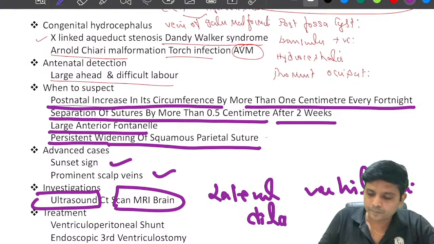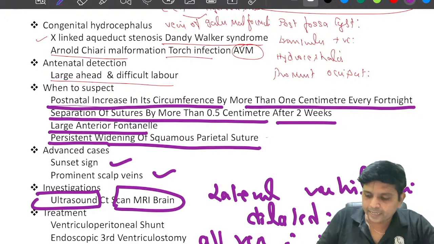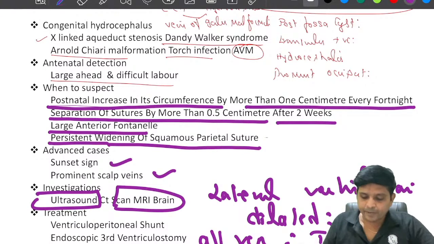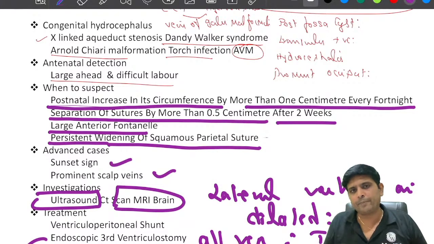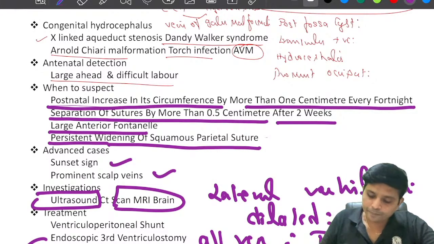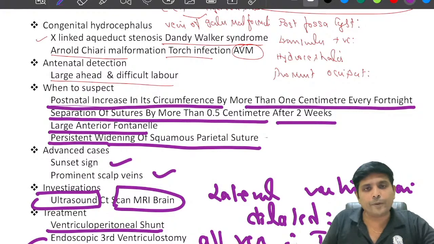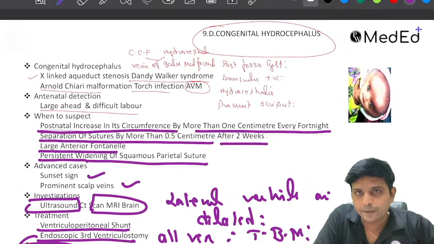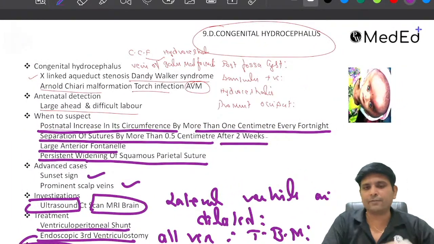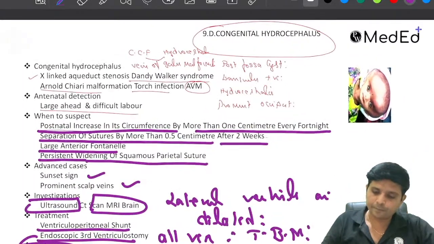Lateral ventricles are dilated, whereas all ventricles are dilated in tuberculous meningitis. Prognosis is guarded, a bad prognosis, because of the destruction of the brain parenchyma due to pressure atrophy. Treatment is ventriculoperitoneal shunt as well as endoscopic third ventriculostomy. These are all the treatments that can be offered in a case of congenital hydrocephalus.